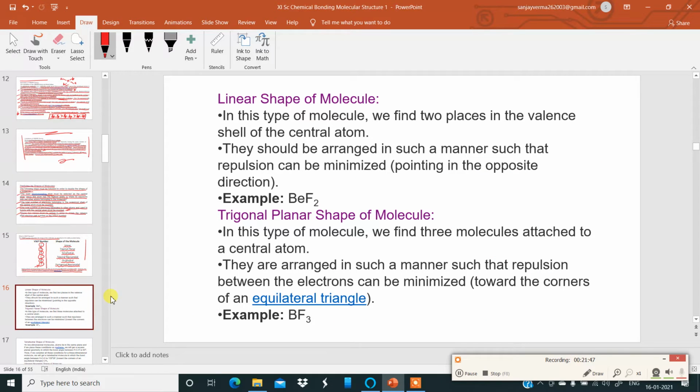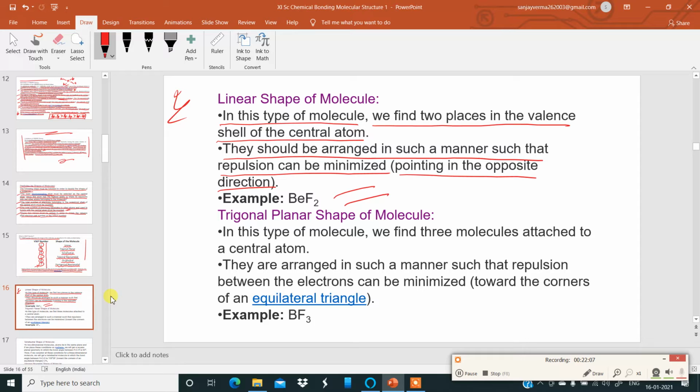Then, linear shape of molecules, some examples will be discussed over here. In this type of molecule, we find two places in the valence shell of the central atom. They should be arranged in such a manner that repulsion can be minimized, pointing in the opposite direction. Example is beryllium difluoride, BeF2. Okay, if you draw the shape, it becomes Be, F over here, another F over here.